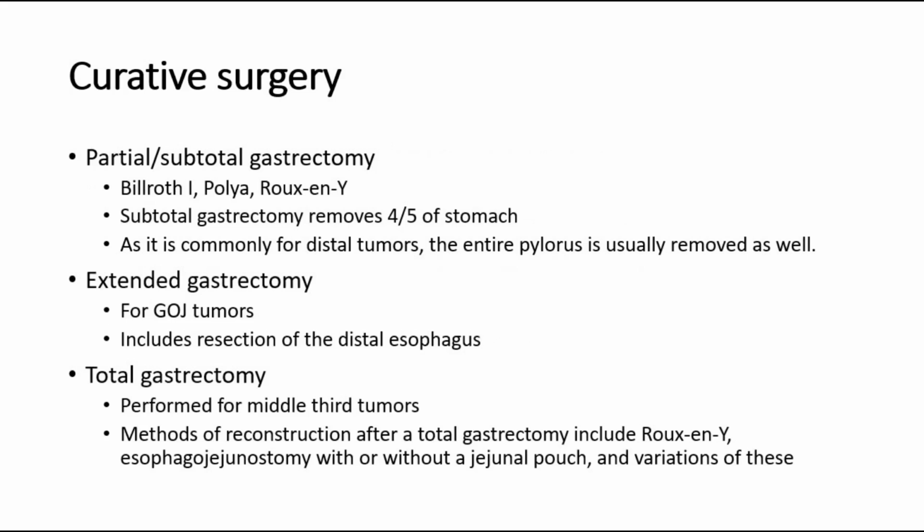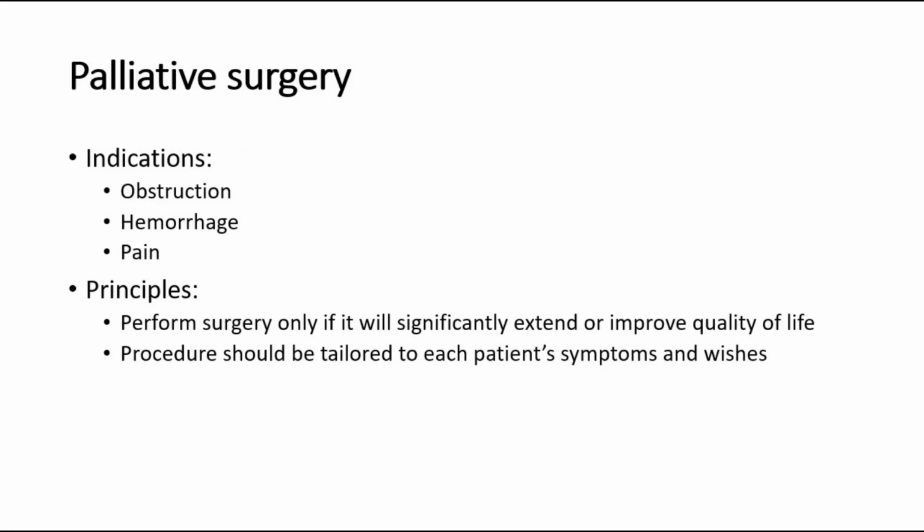Surgeries include partial or subtotal gastrectomy, extended gastrectomy for GOJ tumors, and total gastrectomy, performed for middle third tumors. Whereas for palliative surgery, the indications are obstruction, hemorrhage, and pain. Perform surgery only if it will significantly extend or improve quality of life. Procedure should be tailored to each patient's symptoms and wishes.